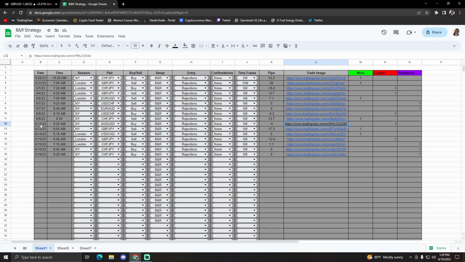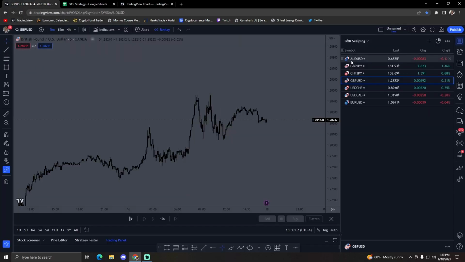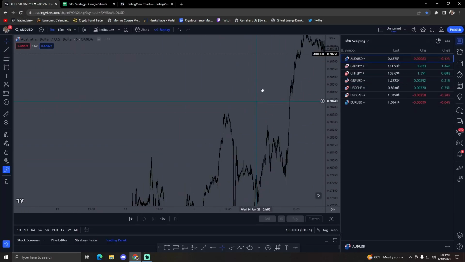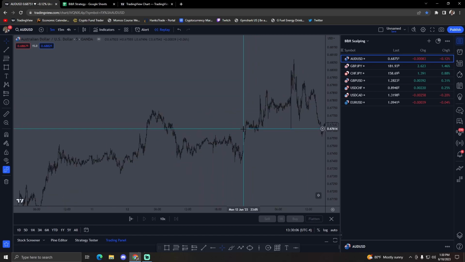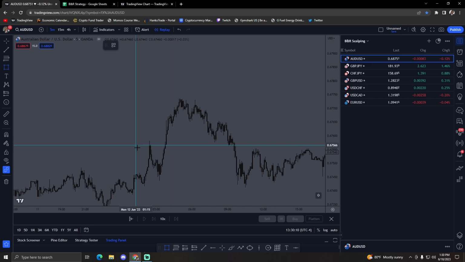Alright, starting on the 12th, we have AUD/USD. Apparently I took a buy there, so we are going to take a look at that. That's AUD/USD, that's what it looks like. Come back over here. Let me see, where was it? Right here. So this was the trade that I took.